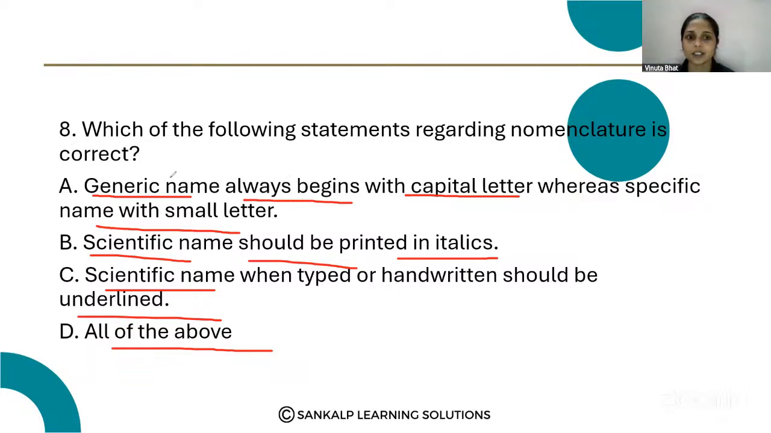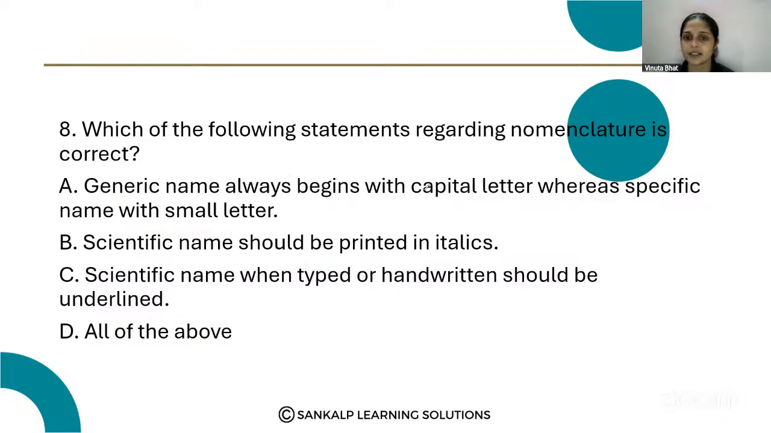Let us say generic name always begins with a capital letter. Yes, that is correct. And the specific name begins with a small letter. Yes, that is also correct. So option A is correct. See the second one, scientific name should be printed in italics. Yes, that is also correct. So here two options are correct.